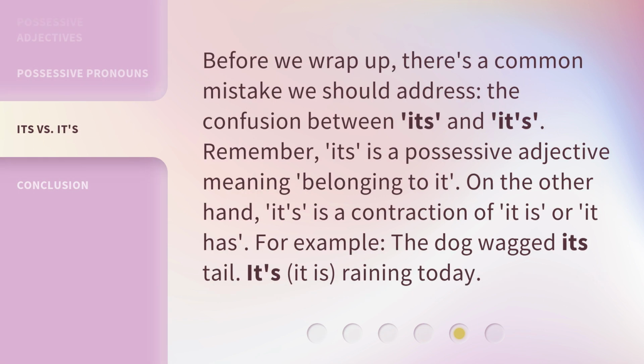Before we wrap up, there's a common mistake we should address: the confusion between its and it's. Remember, its is a possessive adjective meaning belonging to it. On the other hand, it's is a contraction of it is or it has. For example, the dog wagged its tail. It's raining today.